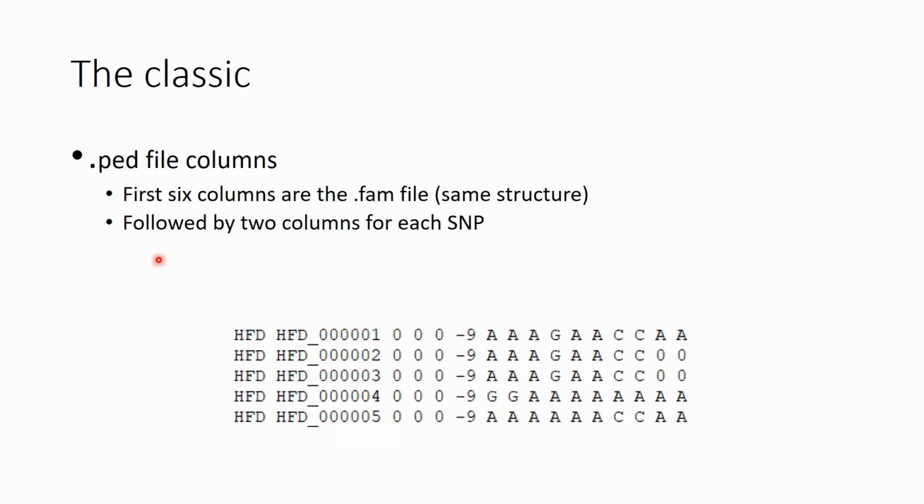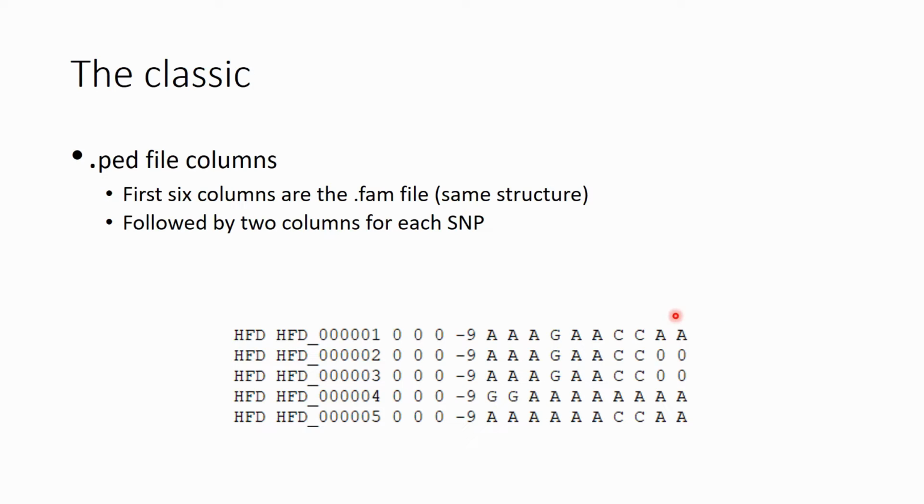But what follows are 2 columns for each SNP. So in the PED file, each line is an individual, and then the genotype of the first SNP is these 2 alleles. So the first SNP is a homozygous AA. The second SNP is a heterozygote AG. The third SNP in animal 1 is also a homozygous AA, and so on. So then it goes into this right side here.